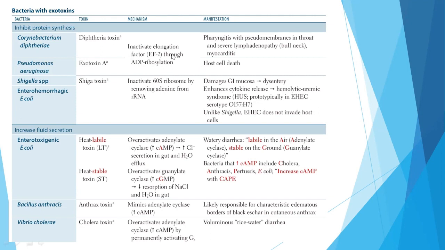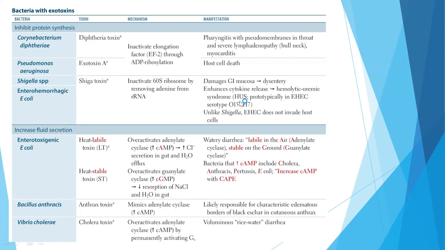Please remember these lines because these are the specific words that will be present as options in your examination. Pharyngitis with pseudomembranes in the throat and severe lymphadenopathy can be the manifestation, and they can also cause myocarditis and host cell death. Talking about Shigella and enterohemorrhagic E. coli, these produce Shiga toxin, and they inactivate the 60S ribosome by removing adenine from RNA. And then they can damage the GI mucosa.